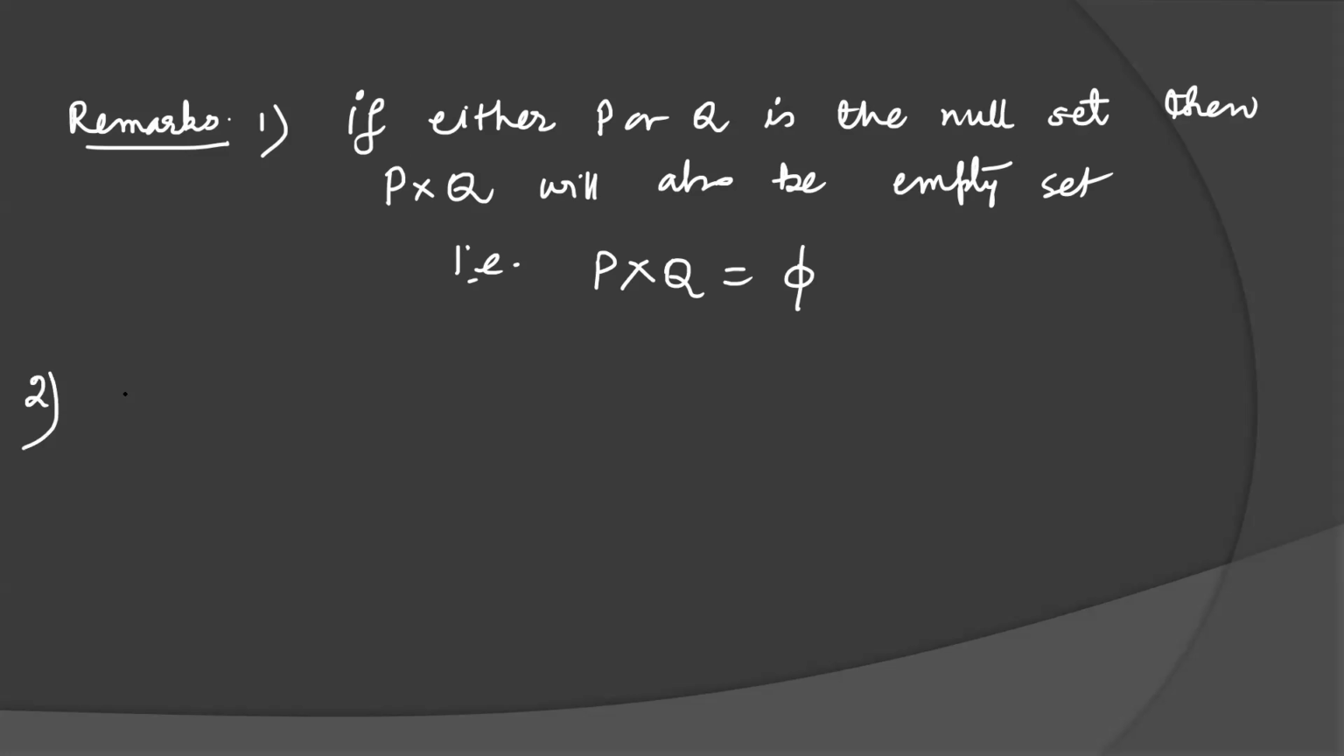Second remark is about two ordered pairs. I told you this, I think. In general, Cartesian product is not commutative. So I have already discussed this point.